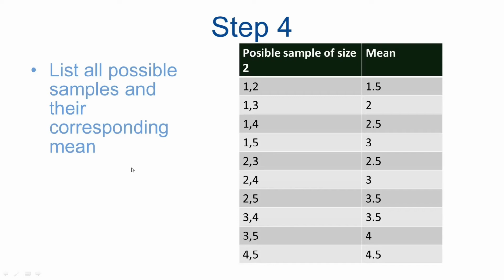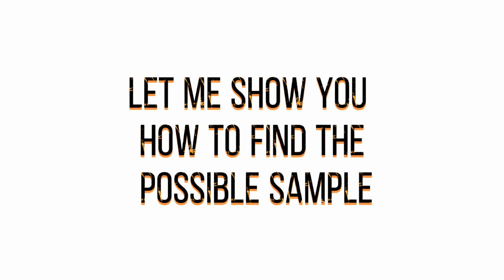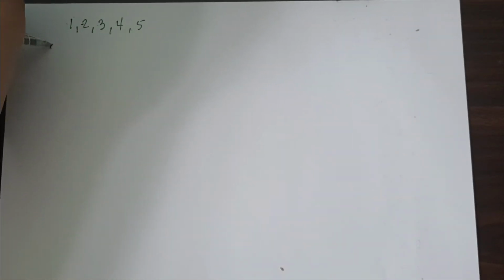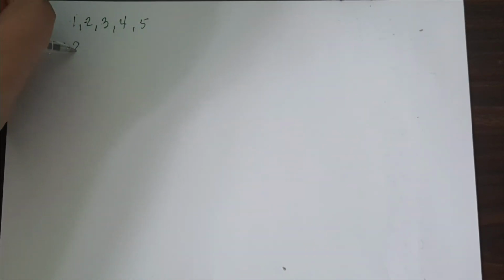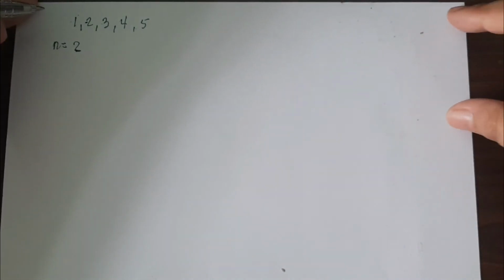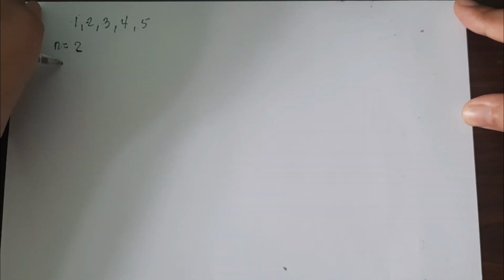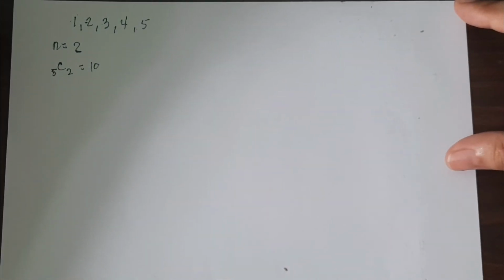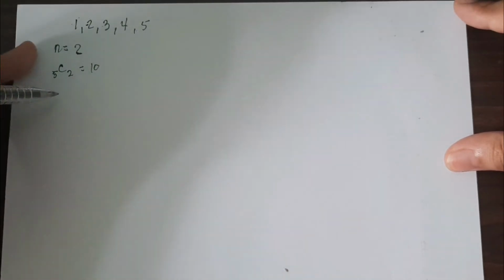So, ganito siya. To get the possible samples in the given 1, 2, 3, 4, and 5 with the size of 2, so magko-combination lang tayo. So, ang nasolve natin kanina for the combination of 5 taken 2 is equal to 10. So, dapat yung list of possible samples natin is 10. So, ibig sabihin, possible sample.